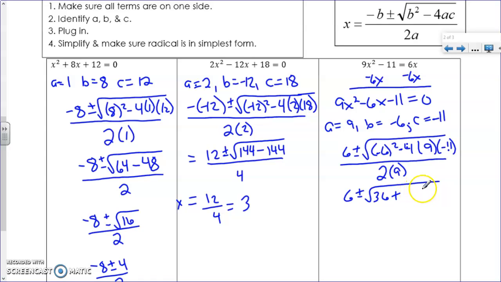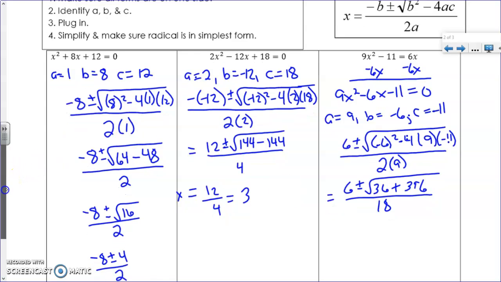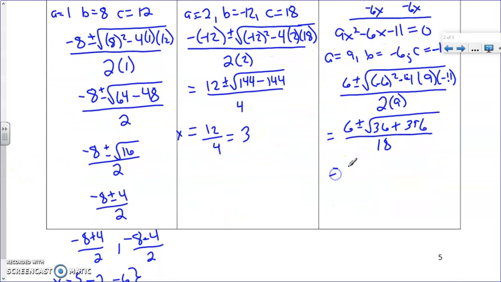Anybody? 44 times 9 is 396? Yeah. Thank you. Over 18. Good there? All right. 6 plus or minus the square root of 36 plus 396 is 432, over 18.